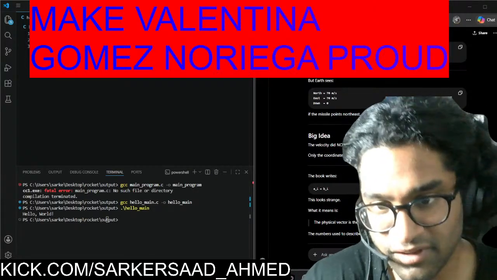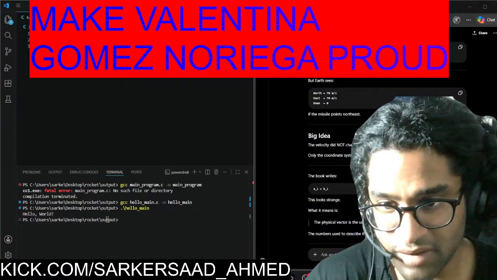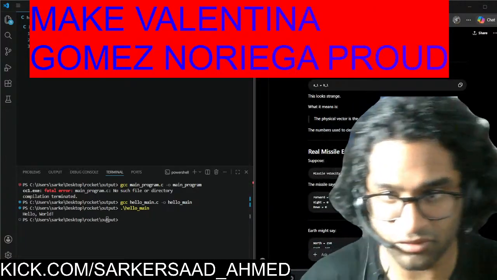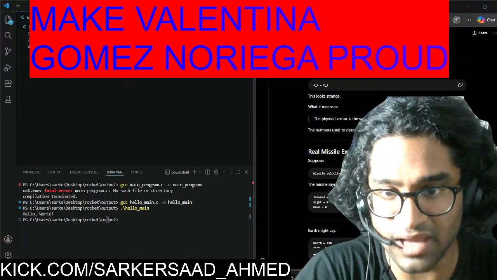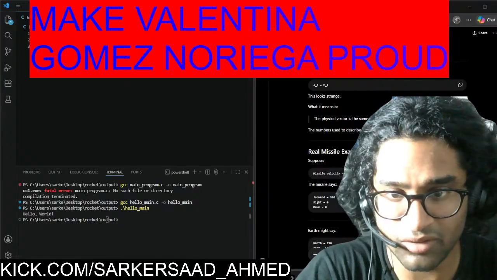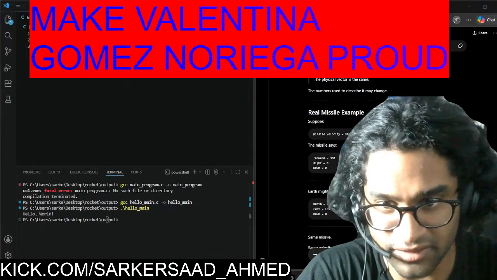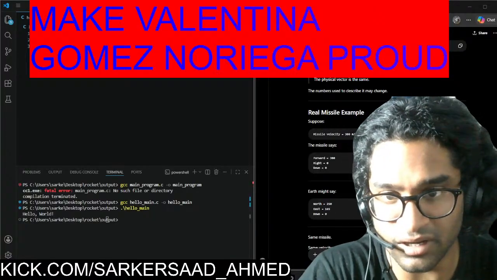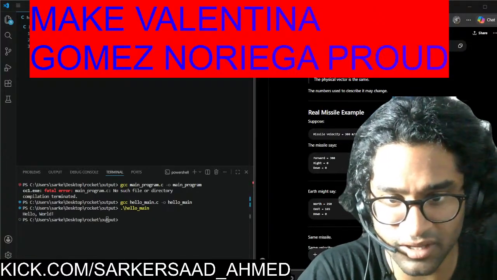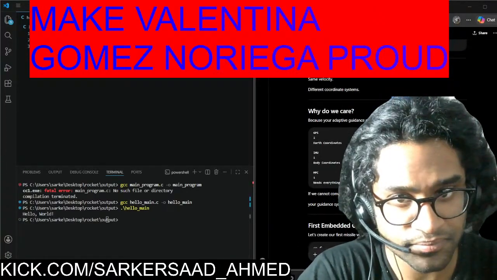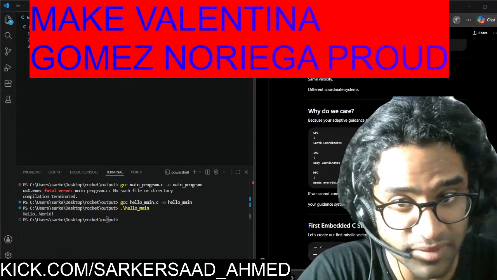So what this means, the physical vector is the same. The numbers used to describe it may change. Suppose the missile velocity is 300 meters per second, the missile will say 300, 0, 0: right is 0 and down is 0. But the Earth might say north is 250. What do you mean Earth may say?